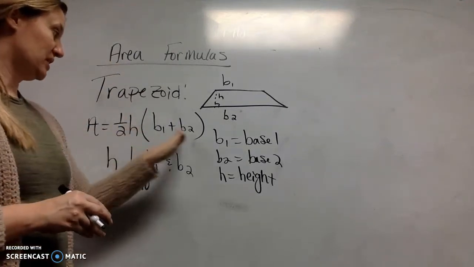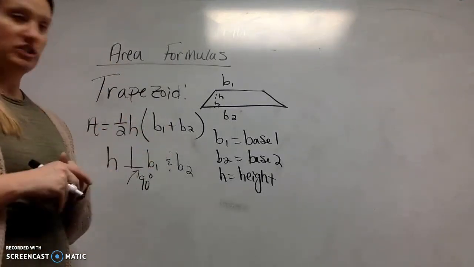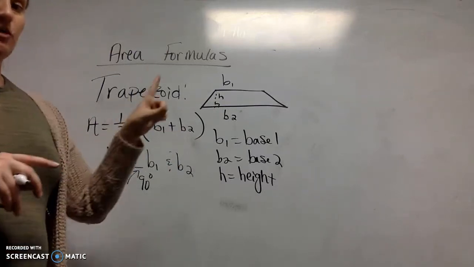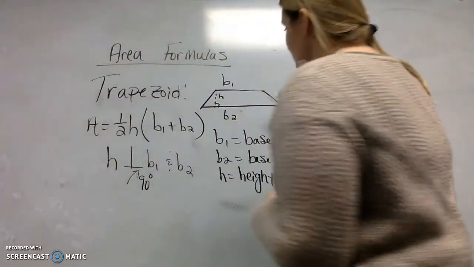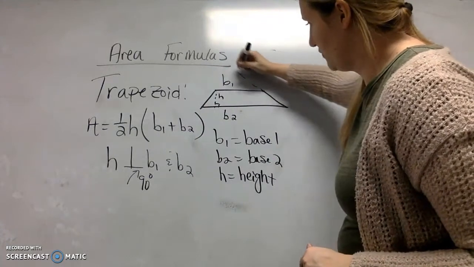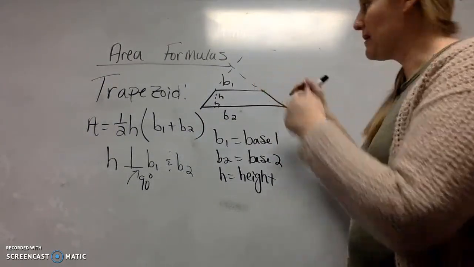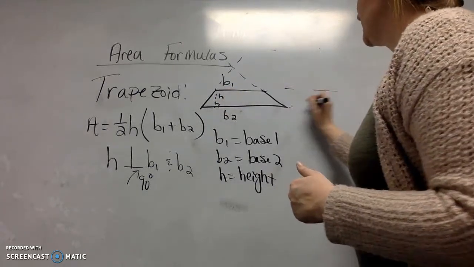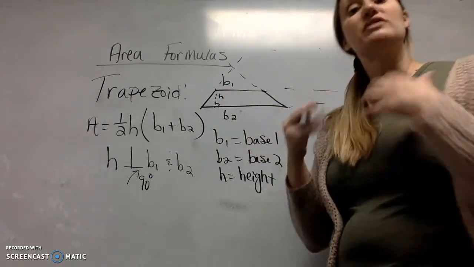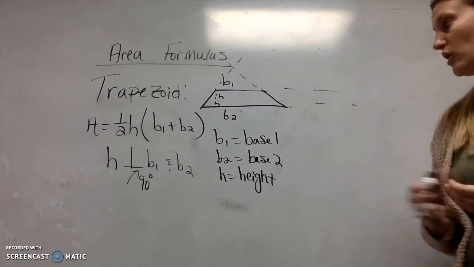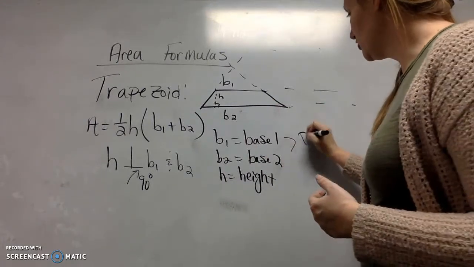And then you would plug your numbers in, make sure you follow order of operations, and you would get your answer. Your bases are the sides that are parallel to each other. So if I continued these two sides up, they would definitely cross, so those are not my bases. These two, if I continued them, would never ever cross. So that's how you know what your base 1 and base 2 are. They are the sides that are parallel to each other.